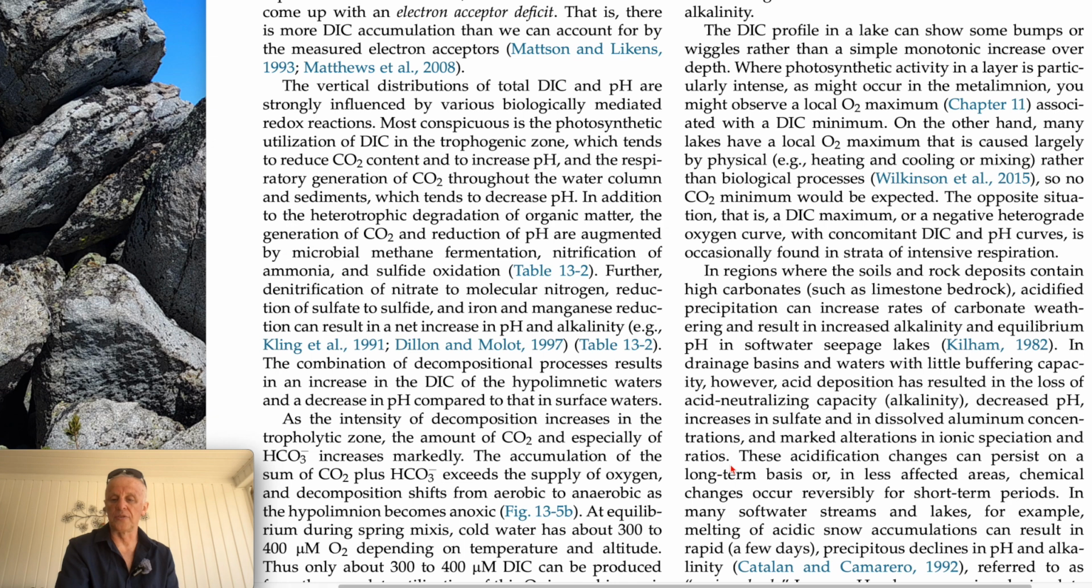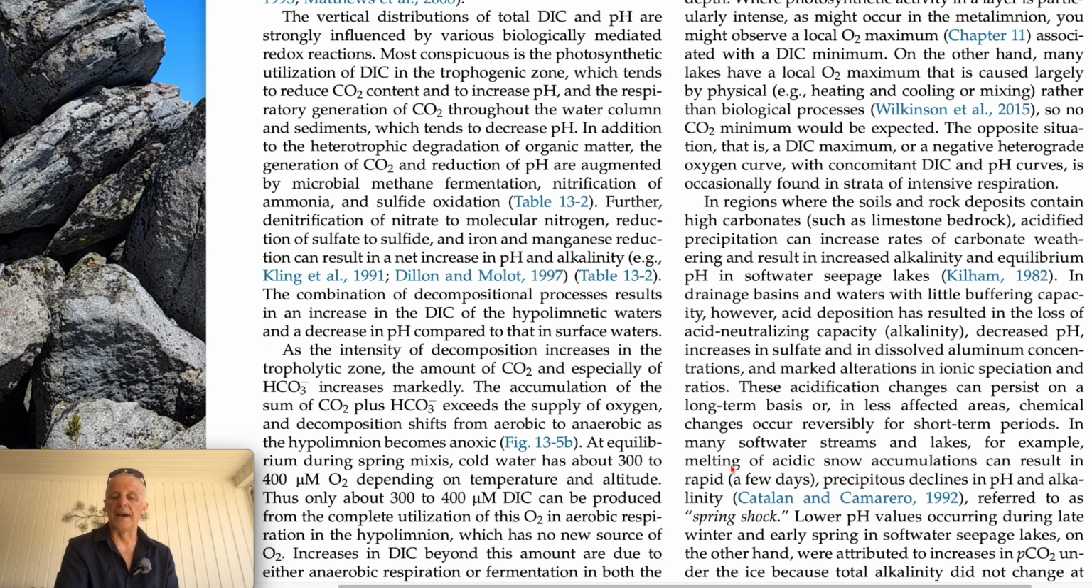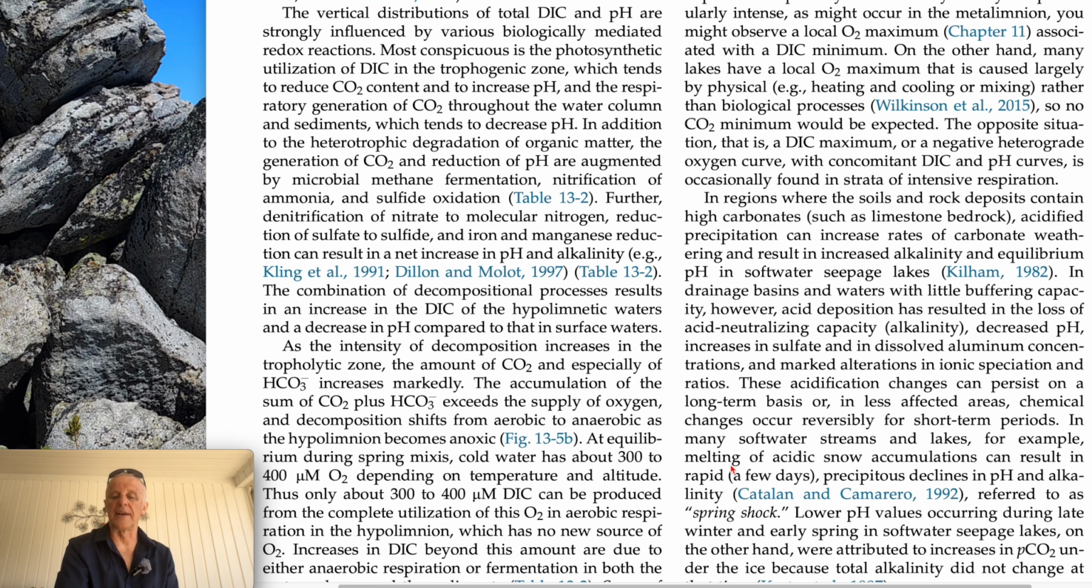In regions where the soils and rock deposits contain high carbonates, such as limestone bedrocks, acidified precipitation can increase rates of carbonate weathering and result in increased alkalinity and equilibrium pH in seepage lakes. In drainage basins and waters with little buffering capacity, however, acid deposition has resulted in the loss of acid neutralizing capacity, alkalinity, decreased pH, increases in sulfate and in dissolved aluminum concentration, and marked alteration in ionic speciation and ratios.